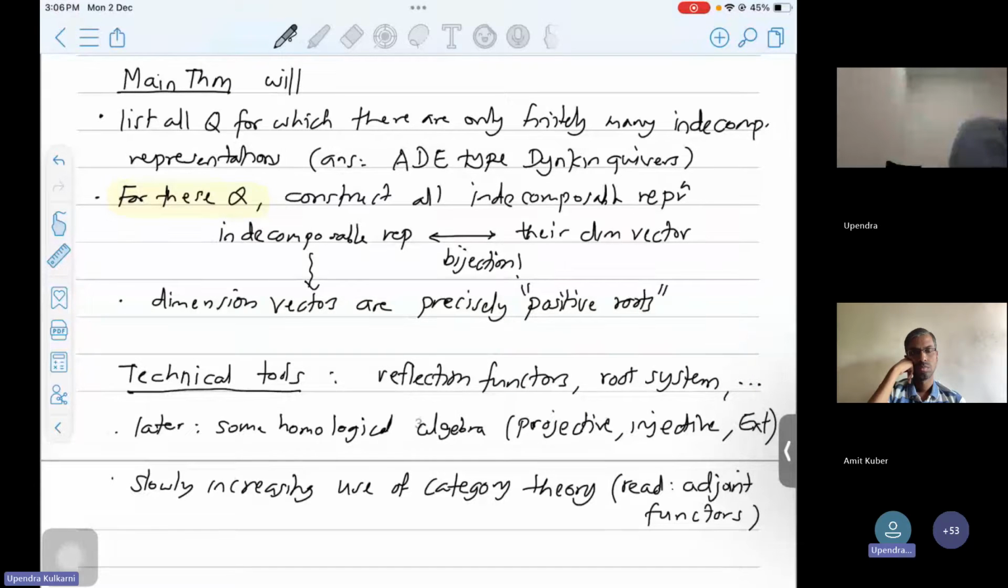I'm sorry, say that again. Yeah, the theorem is attributed to Gabriel. Yes, exactly. This is Gabriel's theorem. And there are generalizations of this. Yes, go ahead, please.